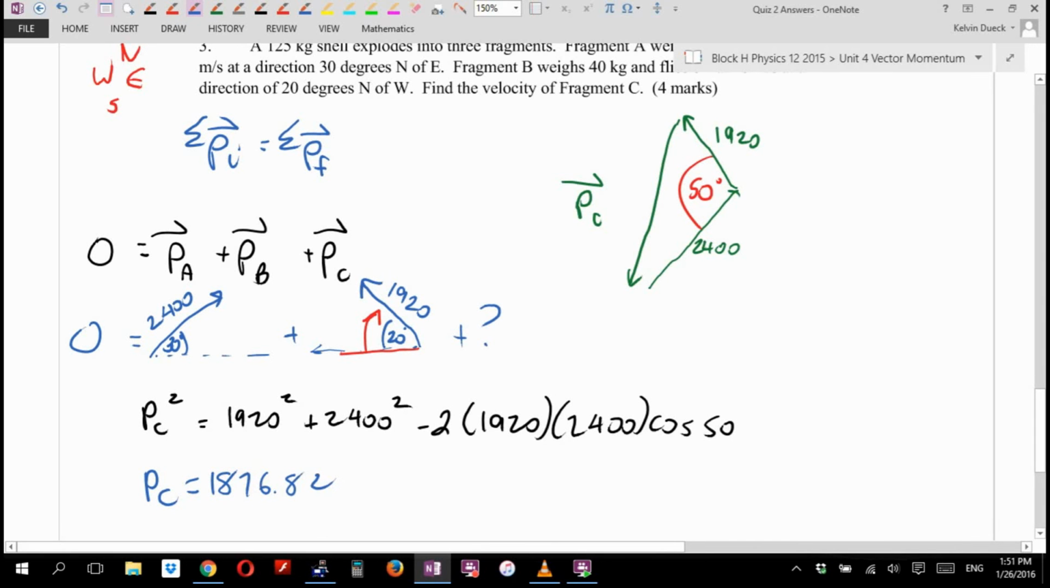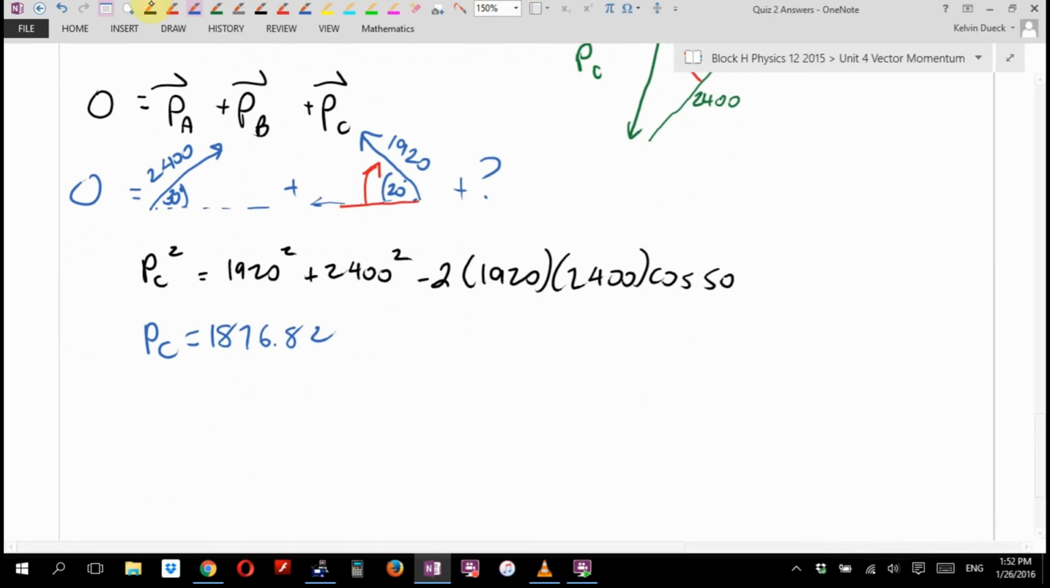1876.82. That's not what they wanted me to find. I want to find the velocity of piece C. How can I find the velocity if I know the momentum?